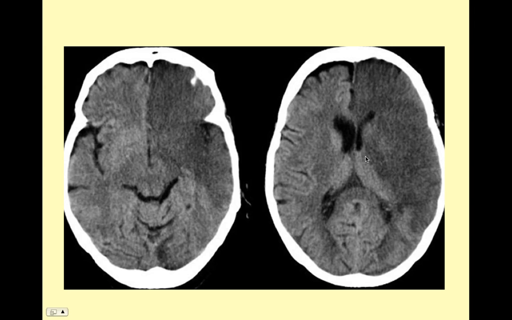And then here's another ischemic stroke. So again, you lose your differentiation between the white and gray matter. You can't see those gyri as nicely. And this is an MCA stroke.